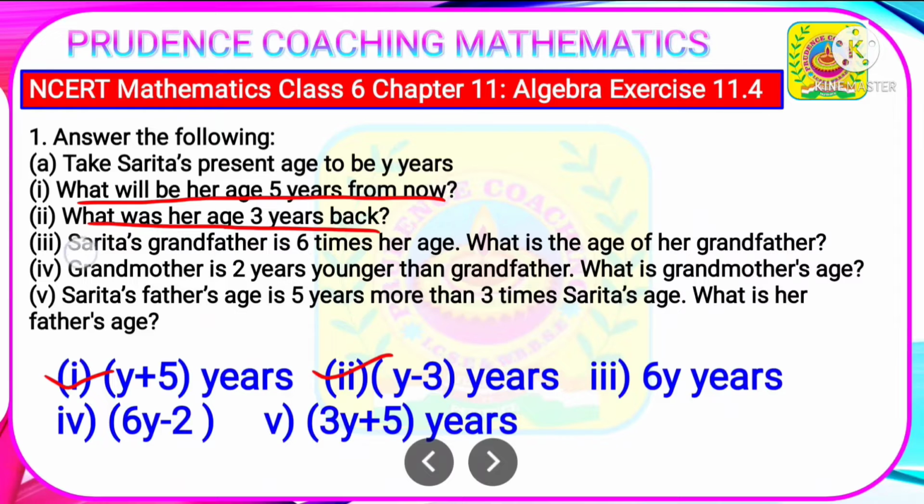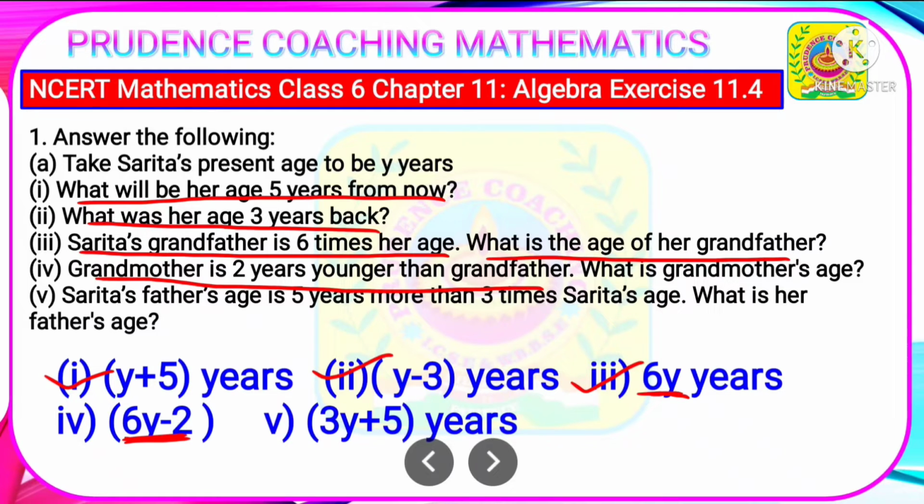Next. Sarita's grandfather is 6 times her age. What is the age of her grandfather? So 6 into y, that is 6y years. Grandmother is 2 years younger than grandfather. So this is the age of grandfather. From that we have deducted 2. So we have got 6y minus 2 years.